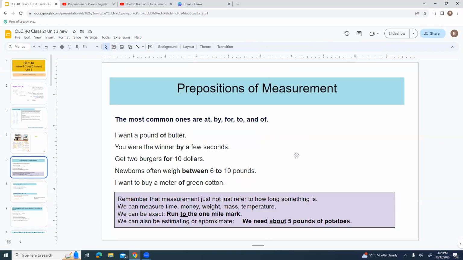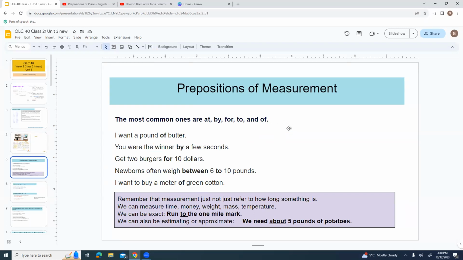Okay, prepositions of measurement. Before we go on to this one, I want to remind you, you can measure anything. You can measure time, money, weight, mass, temperature. So it all kind of depends. You can be really exact, like if I want to say run to the one mile mark, or you could be estimating or being approximate, like we need about five pounds of potatoes.